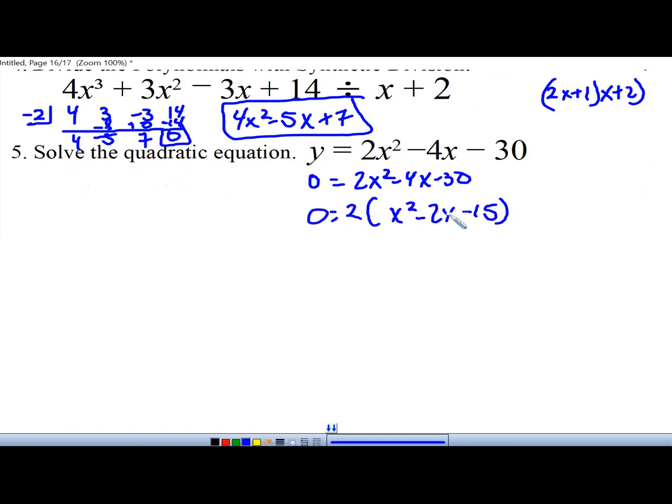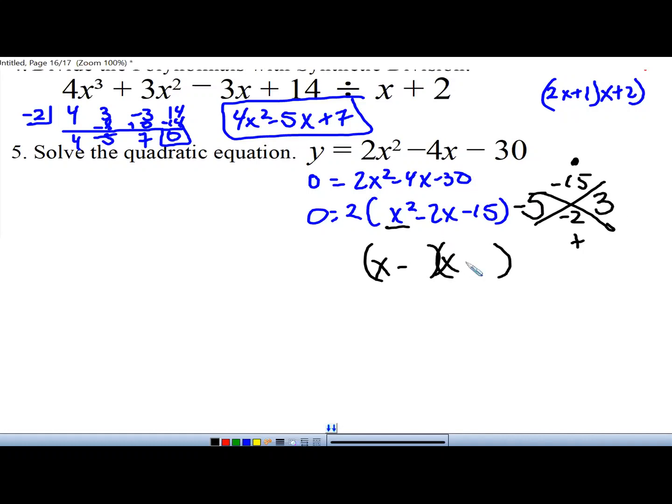From there, can we factor this trinomial? Let's see. Negative 15. Negative 2 on the bottom. Factors of negative 15 that add up to negative 2. Oh, negative 5 and positive 3. Negative 5 times positive 3, negative 15. Negative 5 plus positive 3, that's negative 2. So I can factor this as x and x, that's x squared right there. And we have negative 5 for one and positive 3 for the other. Bring down the 2 and all that equal to 0.